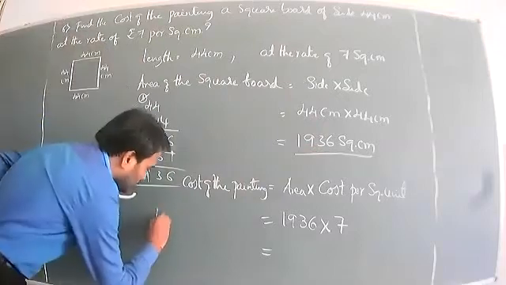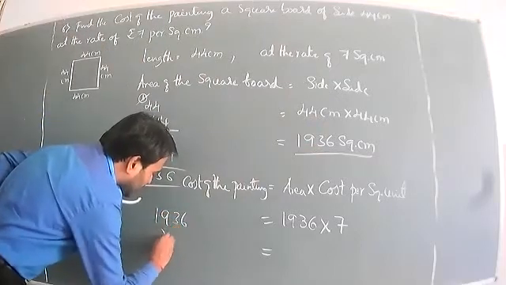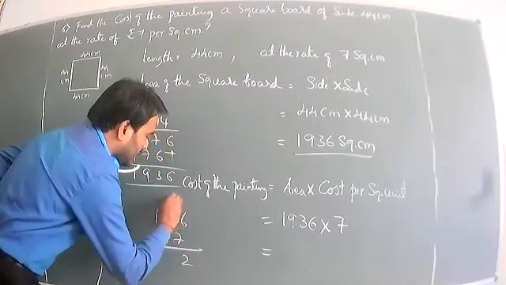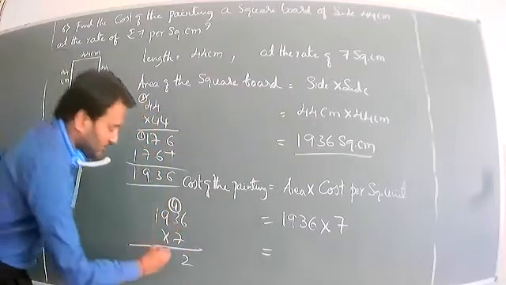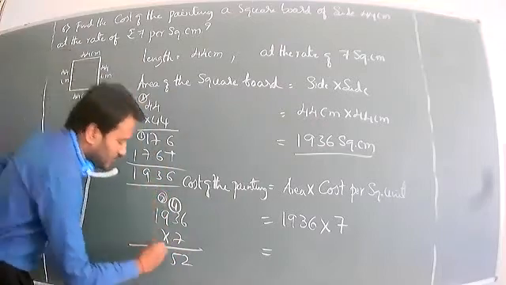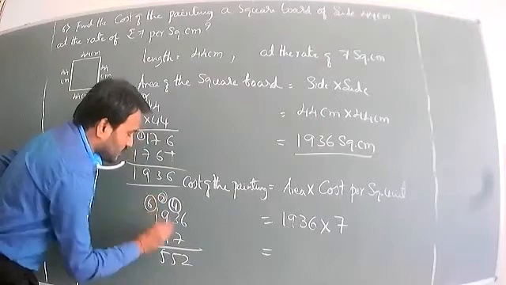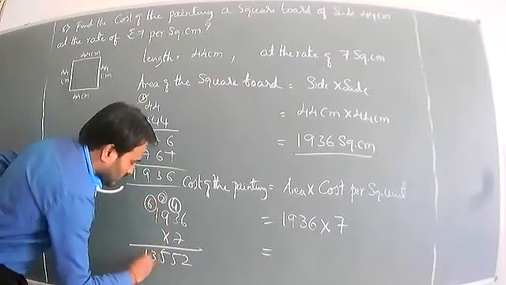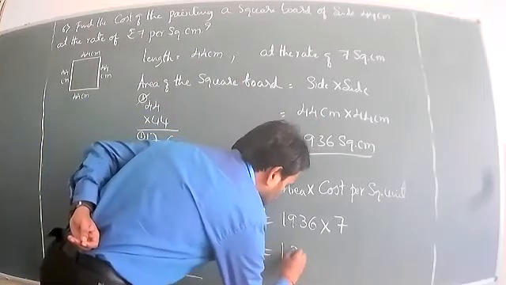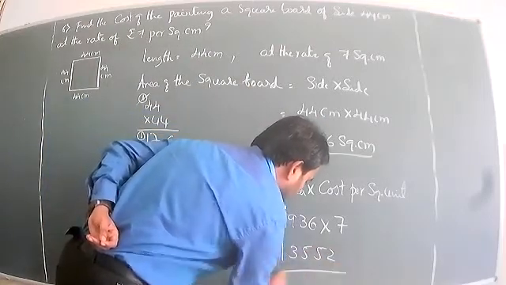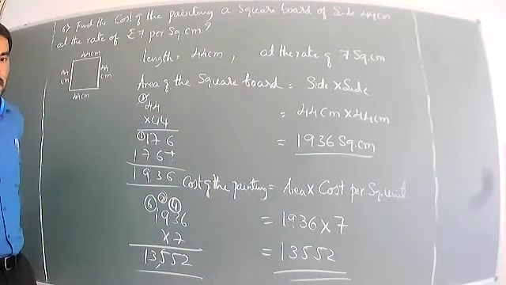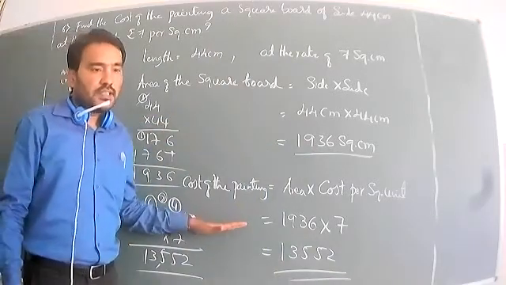1936 into 7. 7 sixes are 42, 4 carry, 7 threes are 21, 21 plus 4, 25, 2 carry, 7 nines are 63, 63 plus 2, 65, 6 carry, 7 ones are 7, 7 plus 6, 13. 13,552 rupees. That is the cost of the painting. This is the answer for the sixth question.